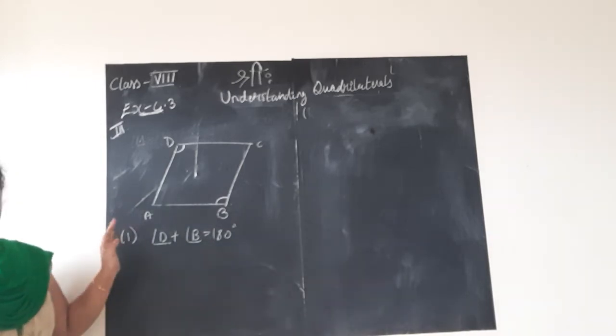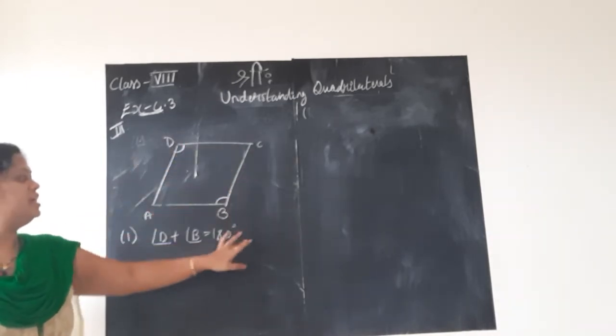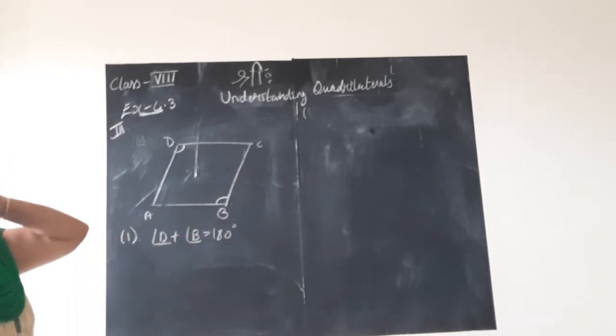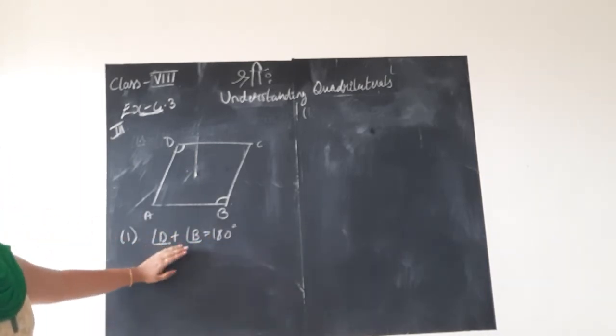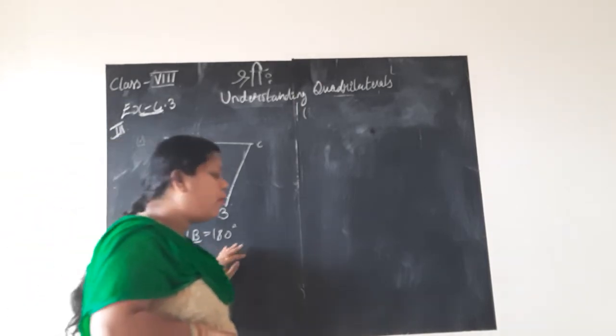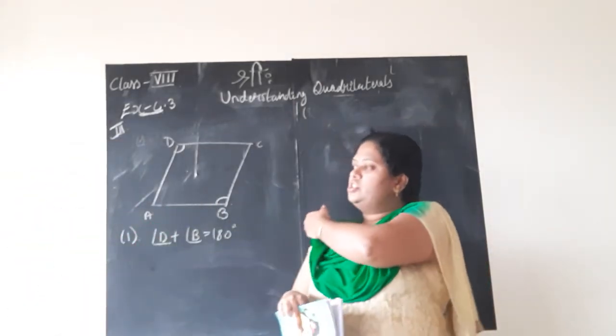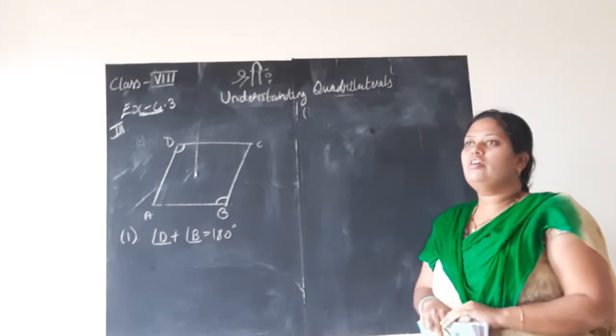However you label, it will be the same, children. You can label ABCD also, no problem. They are saying angle D plus angle B is 180 degrees. By this one point, can you say that ABCD is a parallelogram? That is their question. You cannot say like that.